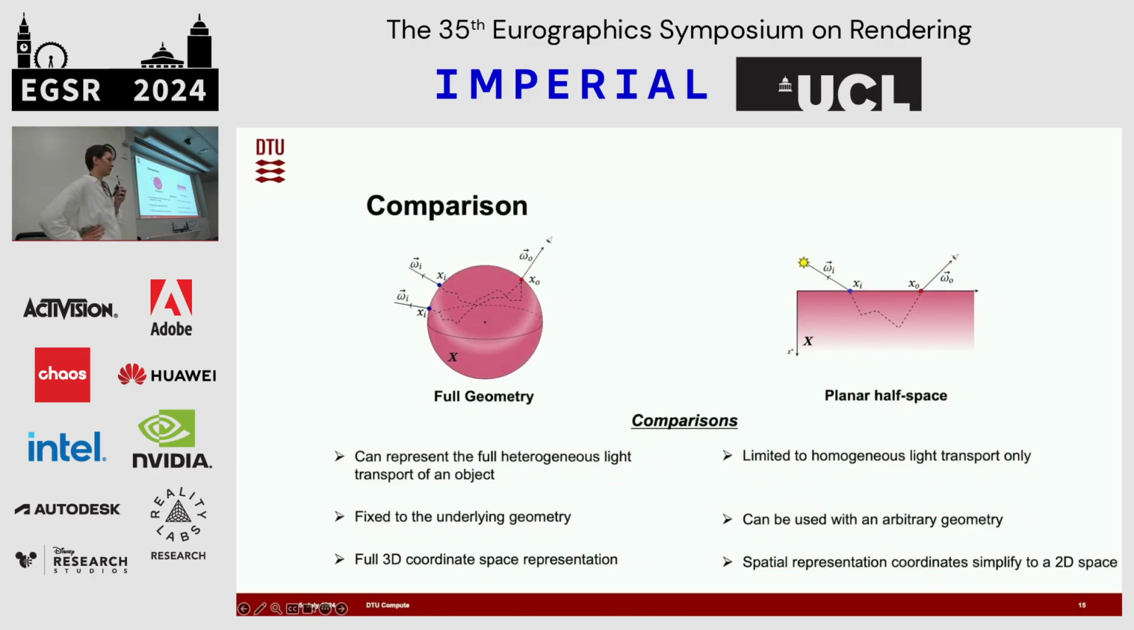When we train on the full geometry, we can still represent the full heterogeneous light transport. However, it is fixed to the underlying geometry. We will have to train for each geometry separately, although we don't need to do it on fully converged samples. And this planar half-space approximation will still be limited to homogeneous light transport, but can be used with arbitrary geometry.